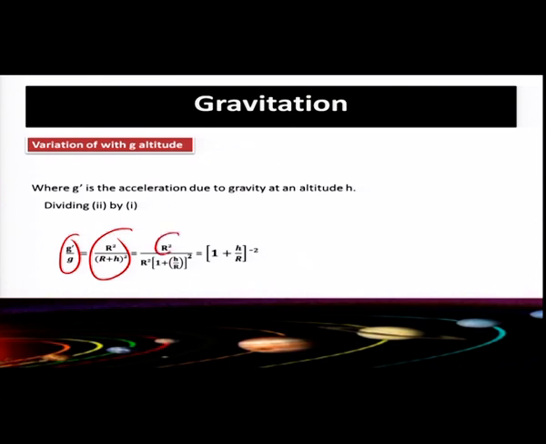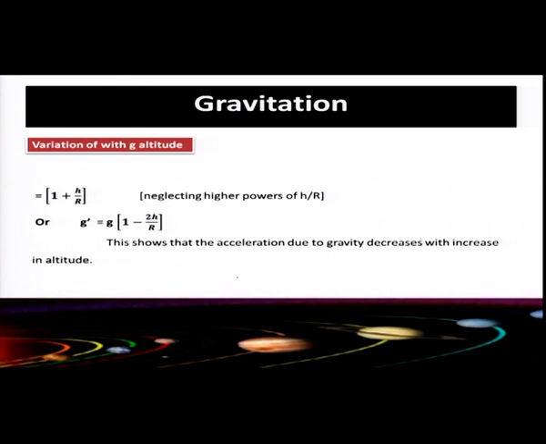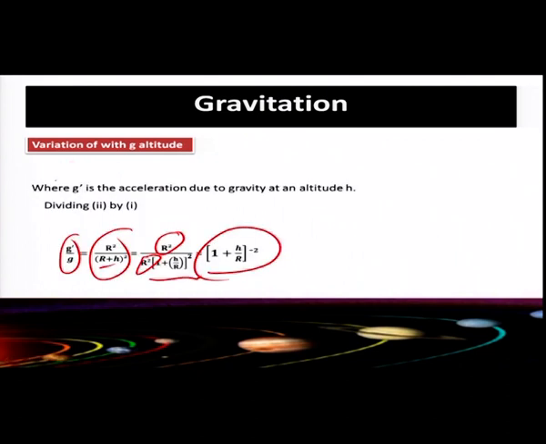So, we take R² as a common factor, therefore 1 plus h by R the whole squared, which is (1 + h/R)^-2. And when you neglect the higher order powers of h/R, it turns out to be 1 minus 2h/R, or g' = g(1 - 2h/R). This shows that the acceleration due to gravity decreases with increase in altitude.